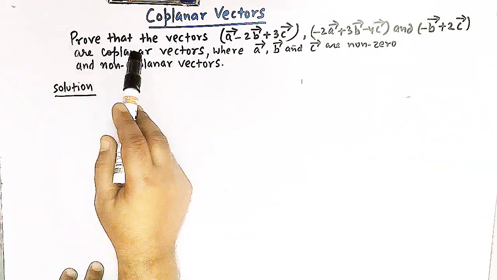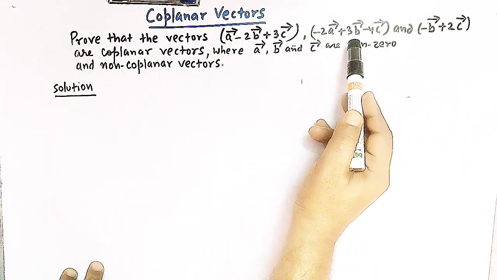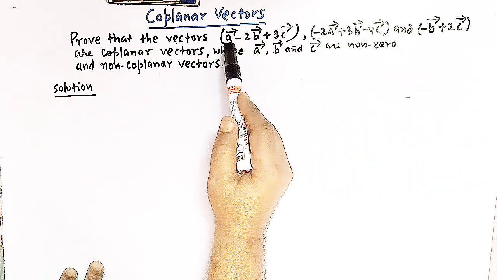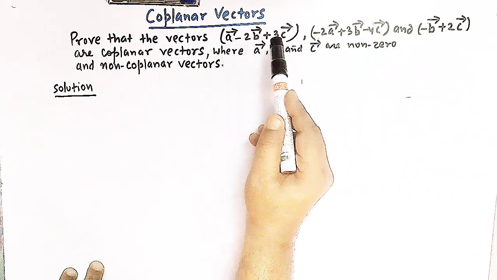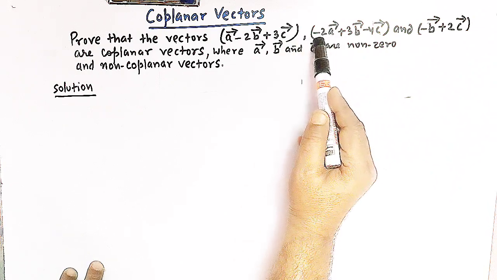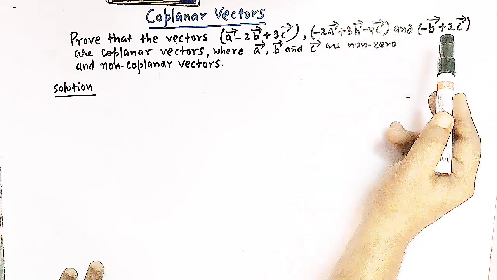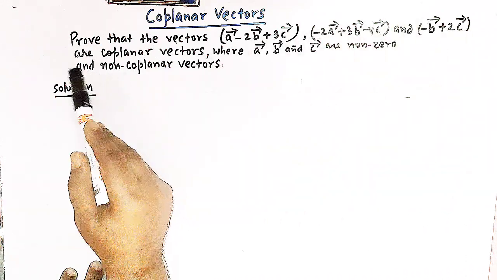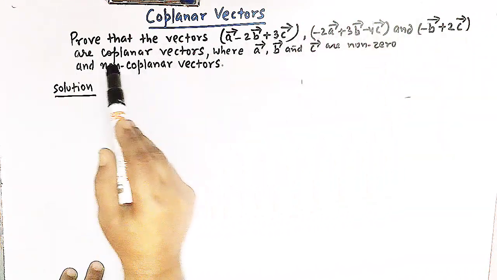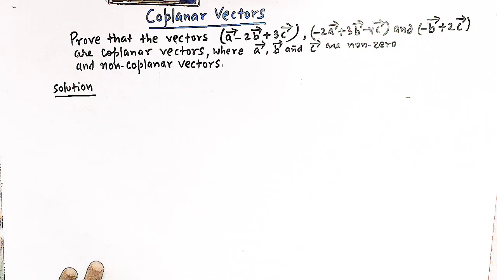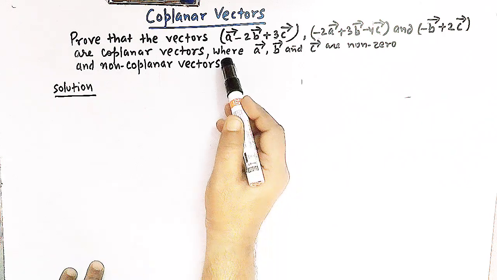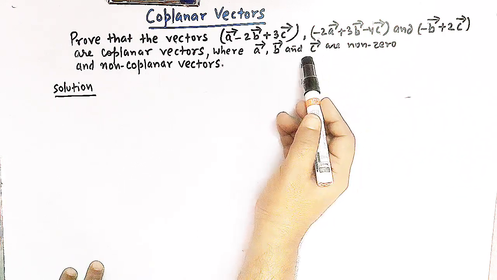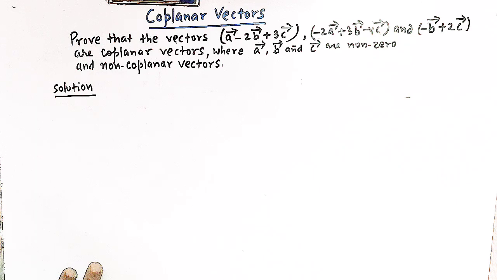So here we have to prove that the three given vectors, a minus 2b plus 3c, and minus 2a plus 3b minus 4c, and minus b plus 2c, are coplanar vectors. Coplanar vectors are the vectors which lie on the same plane, and here a, b and c vectors are non-zero and non-coplanar vectors.